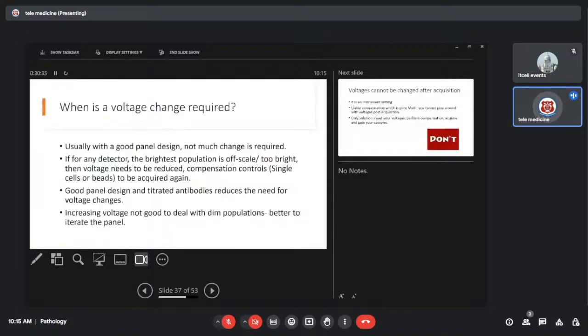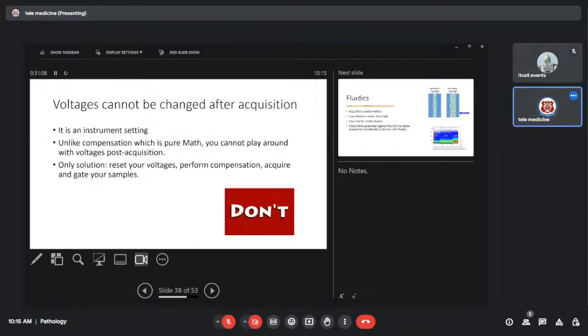Again, for most manufacturers you don't have to do this, but a voltage change may be required only and only if your brightest population is off scale. For example, CD38 on plasma cells is very, very bright. The easy way to correct this is to change CD38 to a dimmer fluorochrome and you will have the solution. But if you cannot at that time point, you can try to reduce the voltage of APC a little, and do the compensation experiment with that voltage so that the assay works well.